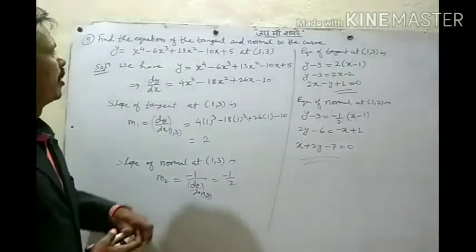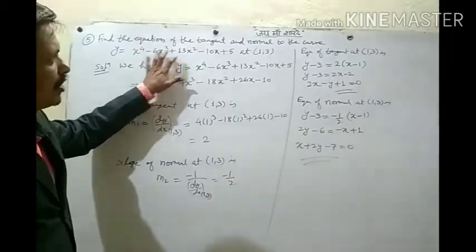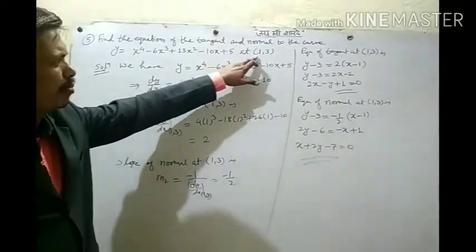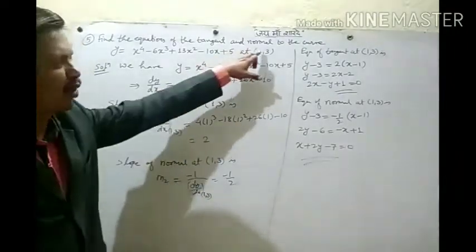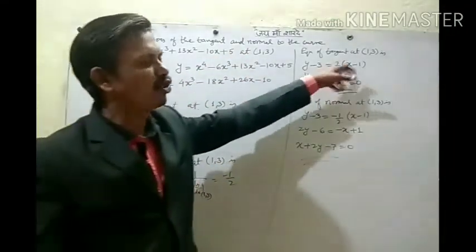So if you want to find the equation of tangent or normal at a particular point, just find the derivative at that point and apply the point-slope form.